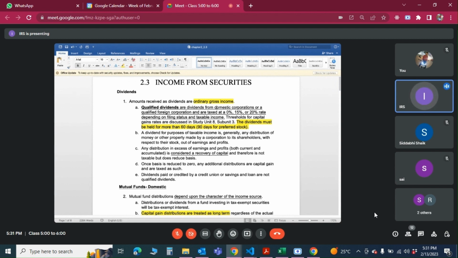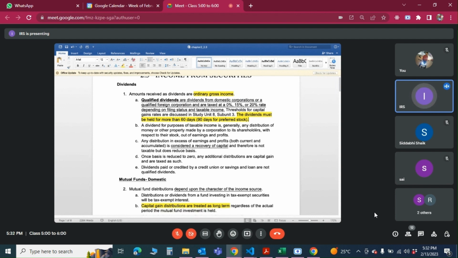First of all, it must be a dividend from domestic corporations. Obviously foreign corporations are not covered here unless they're qualified foreign corporations. There are certain conditions for that, but generally a foreign corporation's dividend would not be considered qualified. They're taxed at 0, 15, or 20% depending upon the tax slab and filing status. And the stock must be held for more than 60 days, or 90 days for preferred stock. That's a very simple condition. Pretty much a lot of it would be considered qualified, because they don't have to hold it for 1, 2, 3 years, which is considered a long time. It's only 60 days.